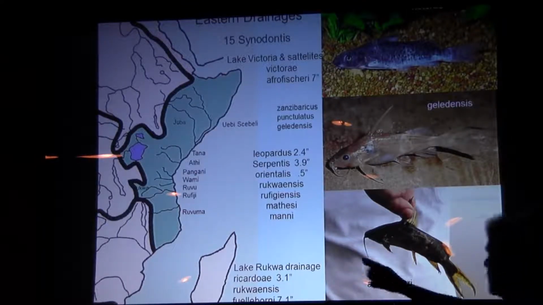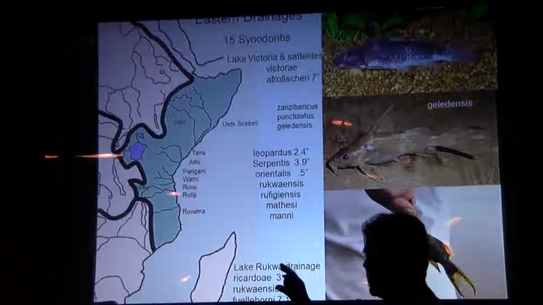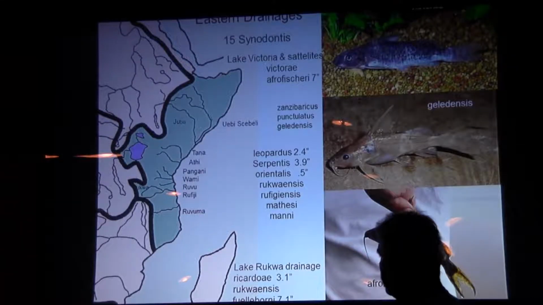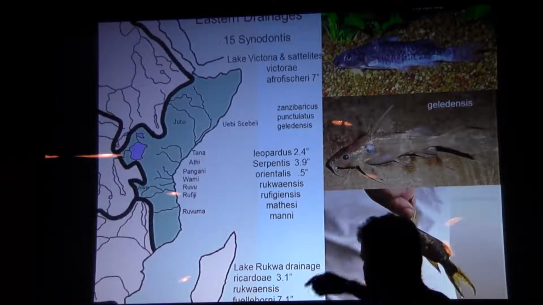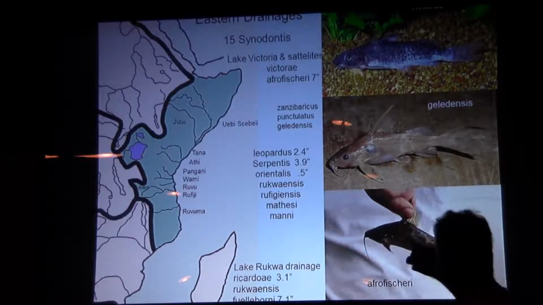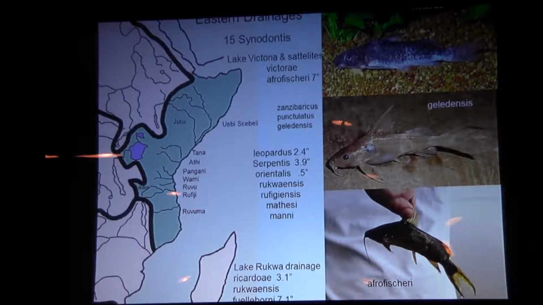Down here in the Lake Rukwa drainage that I talked about, you've got your Ricardoe, which is a small brown Synodontis with big, bold black spots on it. Rukwaensis again, similar to that. Fruluborni is similar to the Afrofisheri. It kind of has that camo type, mottled pattern to it. Some neat fish along the east coast and very rarely exported.